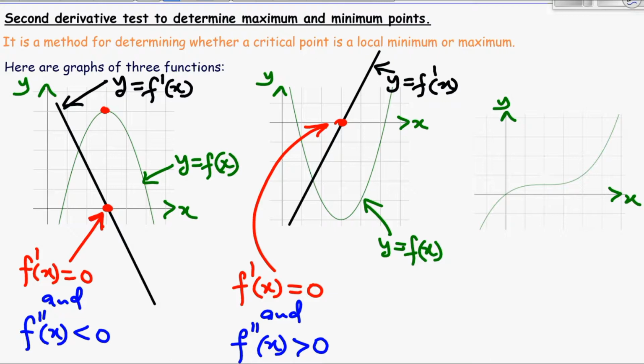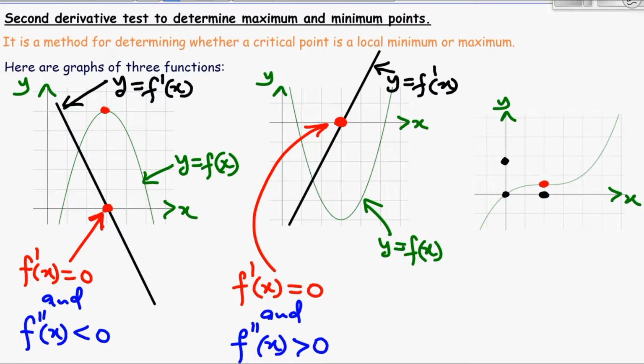Now, again, remember these points here. These are stationary points because the gradient at these points is equal to 0. So here we also have a stationary point, which means the gradient of this curve at this point is 0. How about at this point? What will be the gradient of this curve at this point? It's positive, so it's somewhere around here.